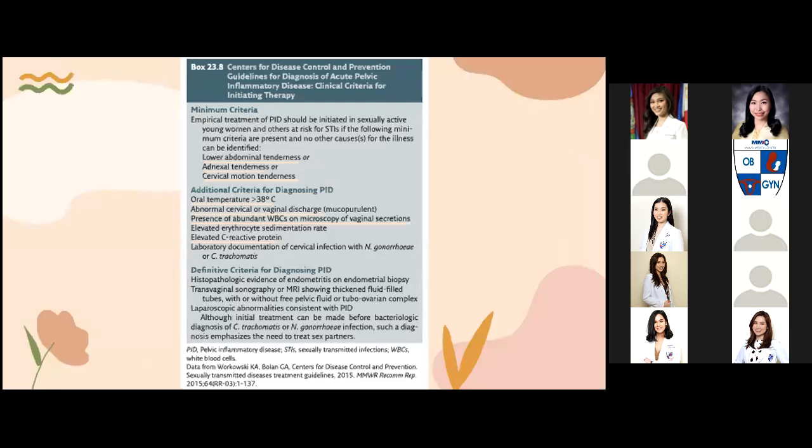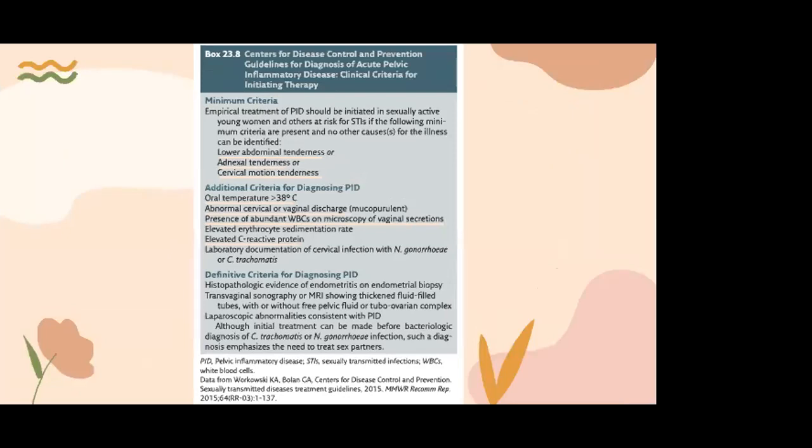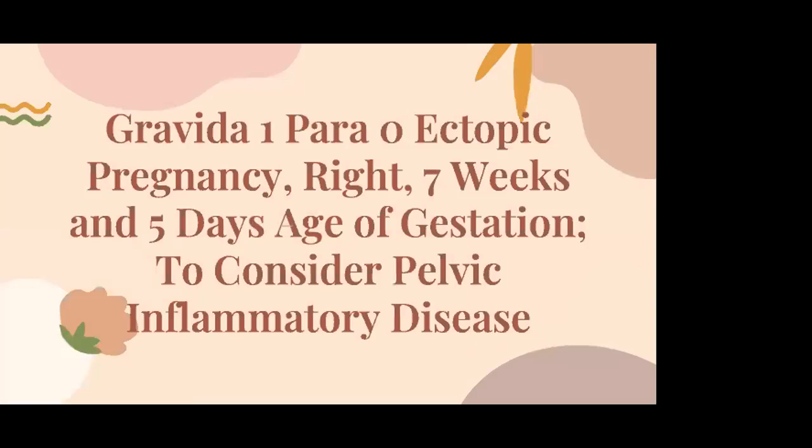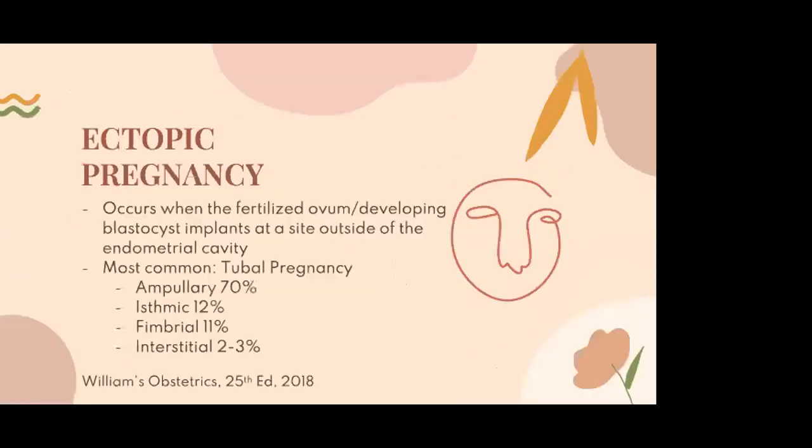seen in this image, which was lifted from the Centers for Disease Control and Prevention, showing guidelines for diagnosis of acute pelvic inflammatory disease. So which ones are present in the current patient? She had lower abdominal tenderness, adnexal tenderness, cervical motion tenderness. Her temperature was at 38 degrees with abnormal vaginal discharge. There was presence of abundant WBC on microscopy, and she had elevated C-reactive protein. So our working impression would be a Gravida 1 para 0 ectopic pregnancy, right, 7 weeks and 5 days age of gestation, to consider pelvic inflammatory disease.